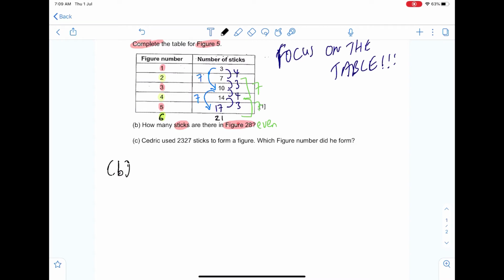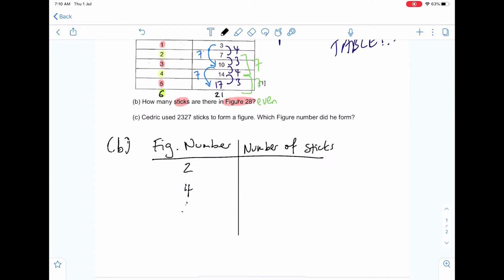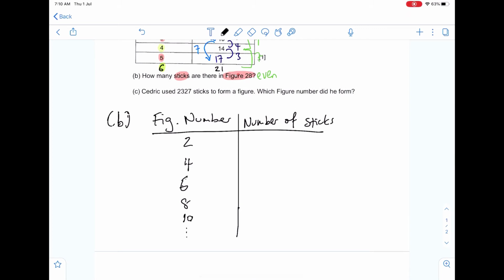We focus on the even figure numbers, so like 2, 4, 6, 8 and so on until we reach 28. Okay, so we start with figure 2 and then we go to 4. Okay, we only focus on the even one again, and then we go to 6, then to 8, then to 10. Okay, and then we try to find a relationship between those, and we jump to 28.